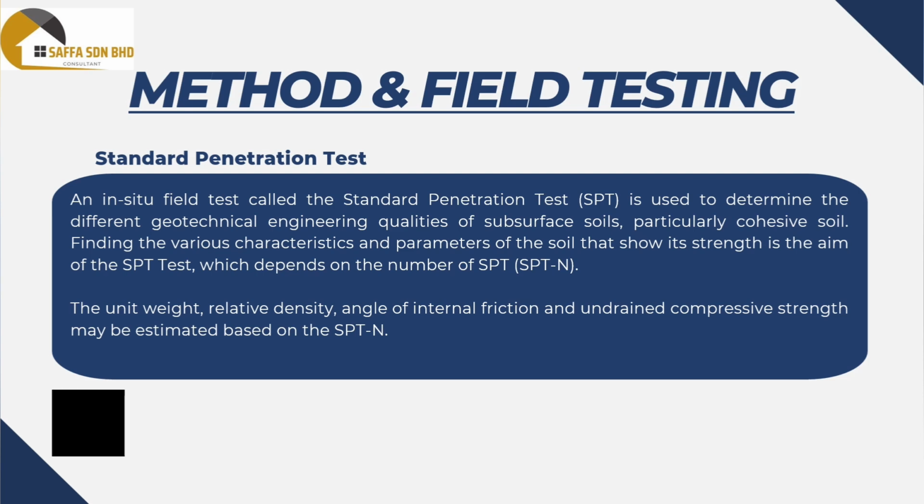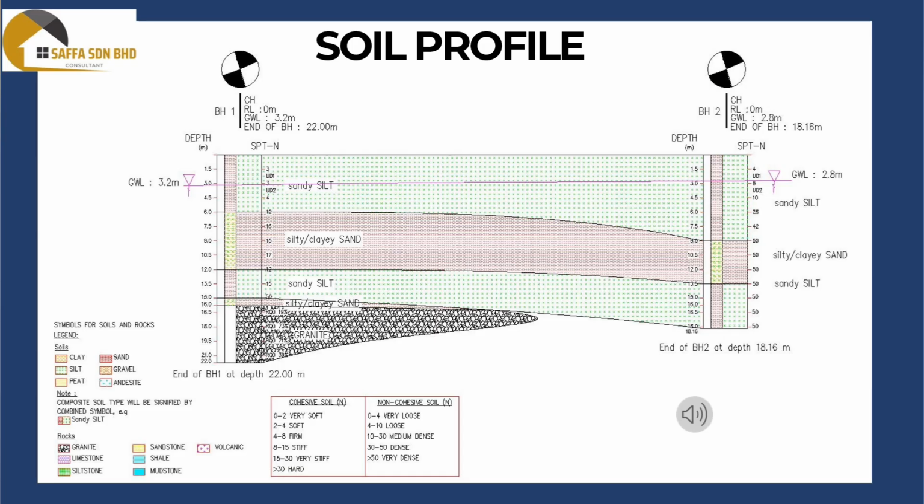on the SPTN number. This is a soil profile for two boreholes, borehole 1 and borehole 2. The legend explains the symbols used to represent different soil types. The boreholes also include SPTN values, which are a measure of the relative density of the soil. The groundwater level is also indicated for each borehole. By analyzing all of this information, engineers can interpret the subsurface conditions at the site. This information is important for foundation design and other geotechnical engineering projects.